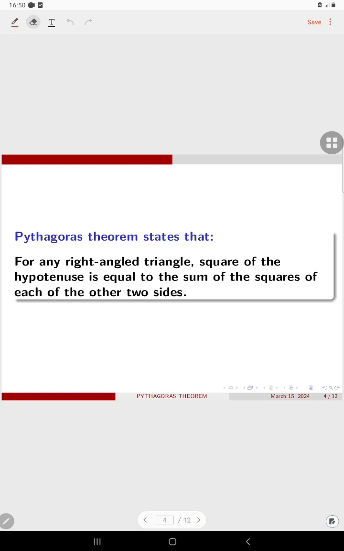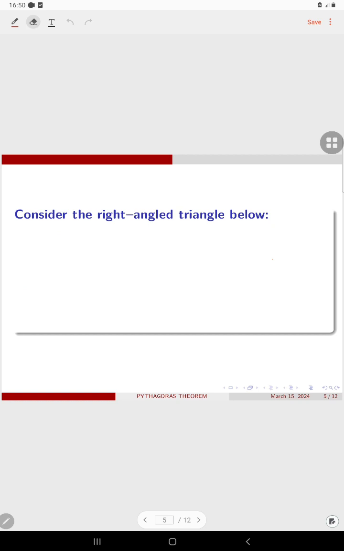back to the theorem. What does the Pythagoras theorem say? It says that for any right angle triangle, the square of the hypotenuse is equal to the sum of the squares of the other two sides. What do we mean by this? If you have a right angle triangle, Pythagoras theorem is saying that when you square the hypotenuse, it should be equal to the sum. You square the other two sides, then you take the sum. That is what the theorem is trying to say. I think we have to take an example to expand what I'm trying to say.